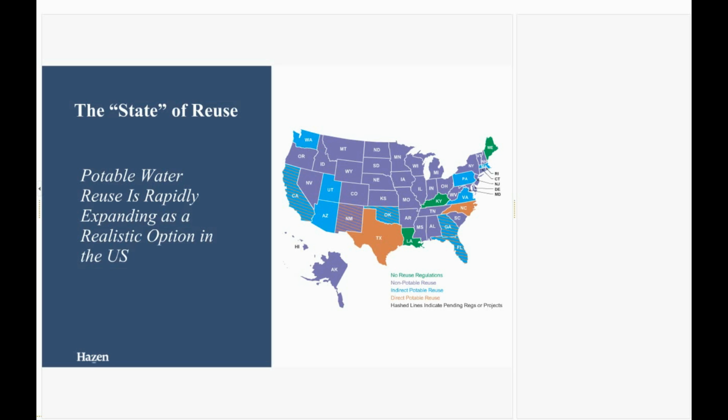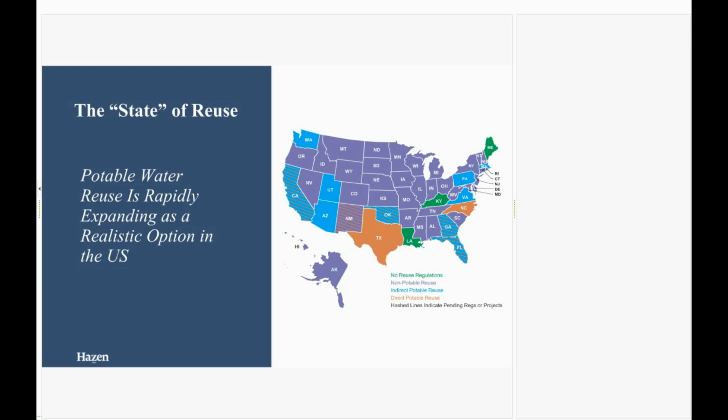So the map you can see on the right hand side there gives a bit of a picture at a glance of the state of regulation for potable reuse, both indirect and direct. Where you see green states, that means that there's no regulations for reuse at all. The purple states have some regulation for reuse, but it's non-potable. Where you see the light blue, they are states where indirect potable reuse is permitted or has been permitted, and the states that are brown are those that have seen direct potable reuse permitted.